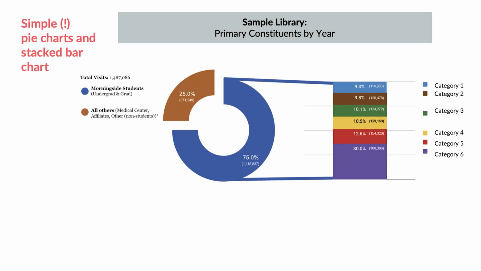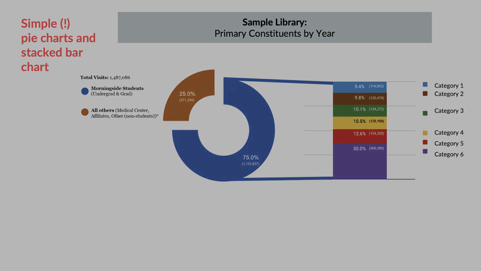Here we have simple pie charts and a stacked bar chart. It's really easy to overwhelm a pie chart. I try to keep it to fewer than four categories in a pie chart. If it's going to be more than that, try something else is my suggestion. Here we show the Morningside students and then all of the others: the medical center affiliates, non-students. And then of this percentage of students, where are they coming from? We have these different categories, which are different schools within Columbia. So, keeping this really simple, but also pulling out additional data.